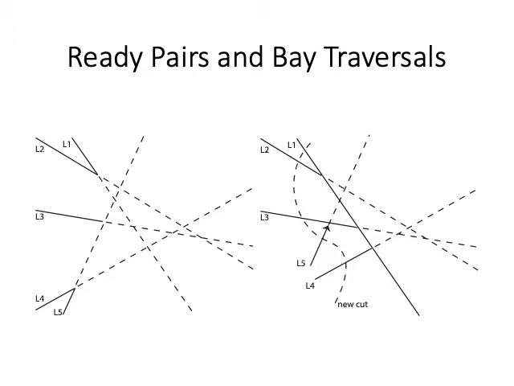L1 and L2 form a ready pair. L4 and L5 form another ready pair. The sweep line may cross the ready pairs. When the sweep line crosses L4 and L5, L5 needs to find its next intersection point in the bay beyond L4. The bay beyond L4 consists of L3 and L1. L5 needs to traverse this bay to find its intersection point.